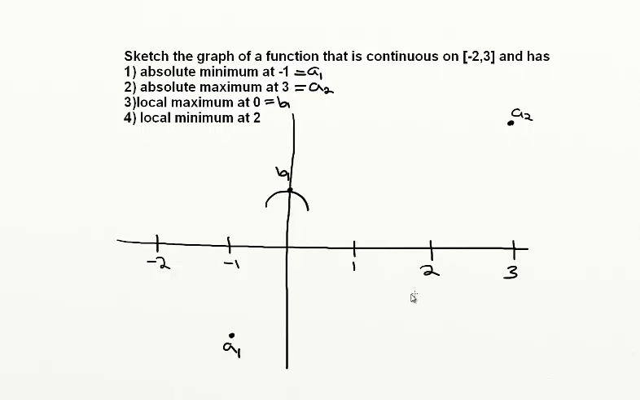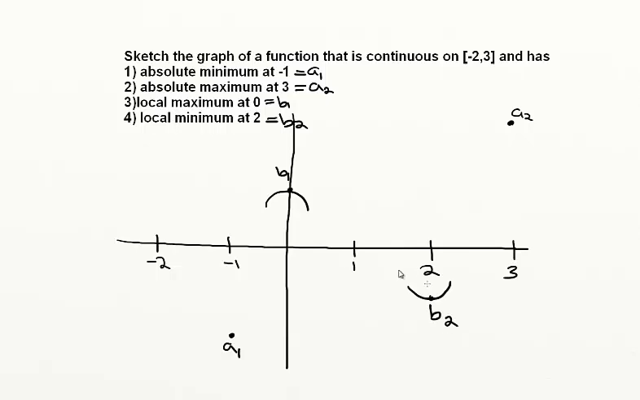Now we have a local minimum at 2. So what's that going to look like? It's going to look something like, I guess we'll put it here. Right, so I could raise or lower this if I wanted to, as long as it's a local minimum. So it can't be any lower than A1, but it could be higher or lower. Alright, this is just one function that satisfies these properties. We could have a bunch of different ones. So we're going to call this point B2.